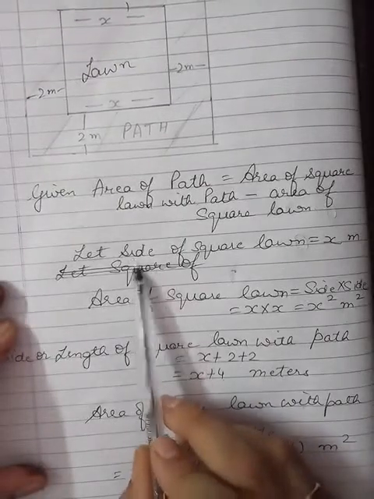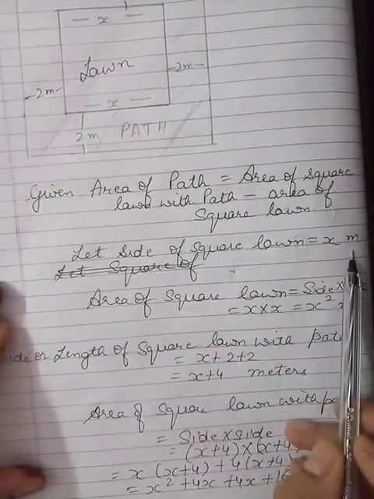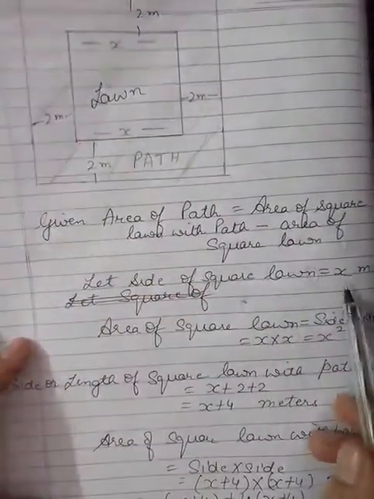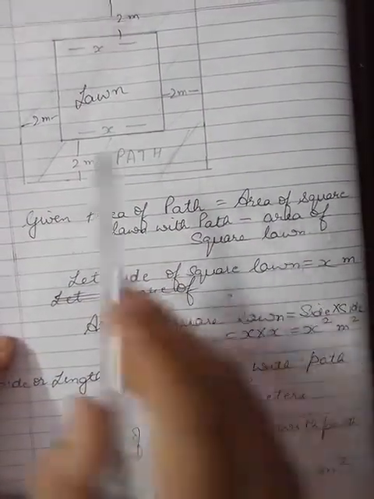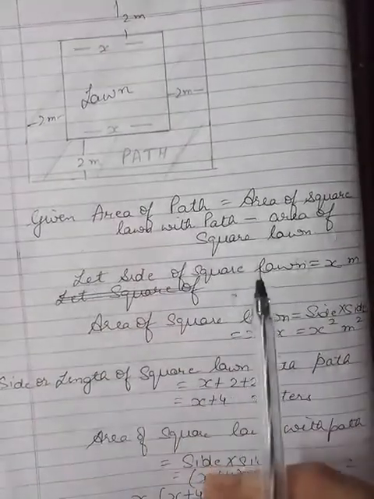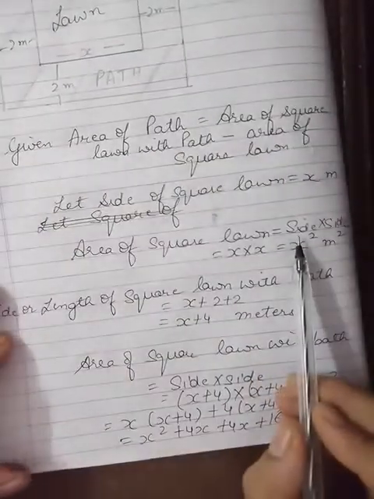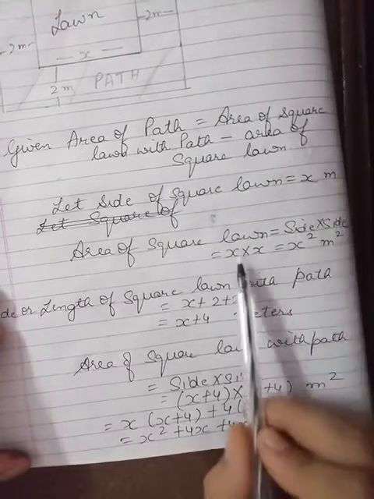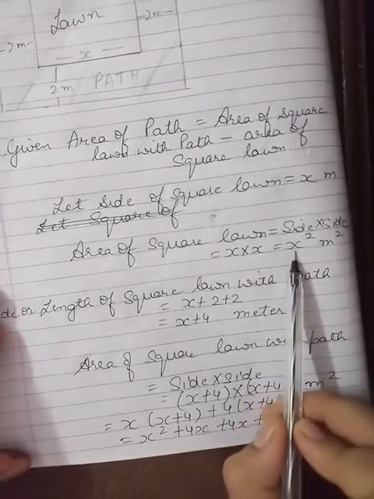We will suppose the side of the square lawn as x meter, because information is given in meter, so we are using meter as the dimension. After that, find the area of the lawn. Area of the lawn will be, because it is in a square shape, the square formula is side multiply side, x multiply x will become x square.